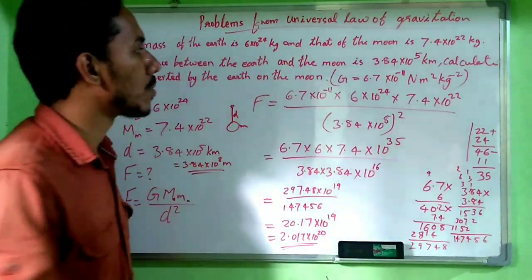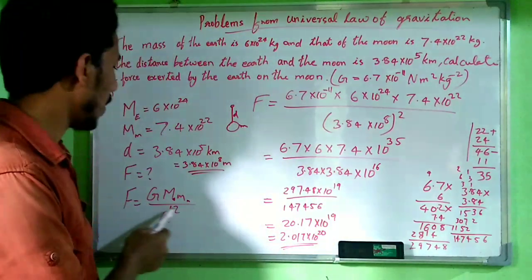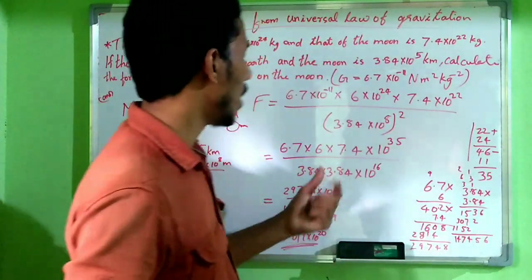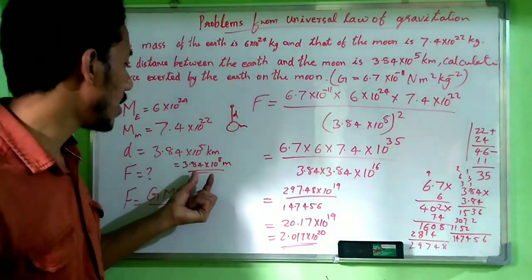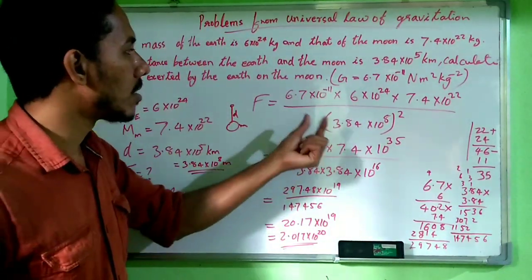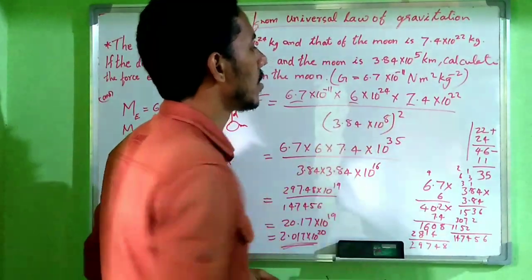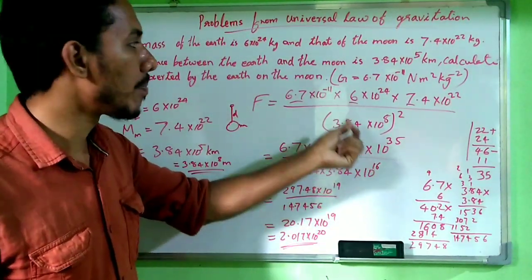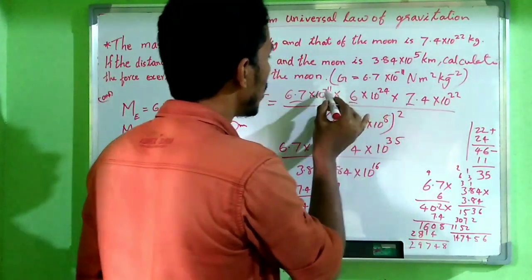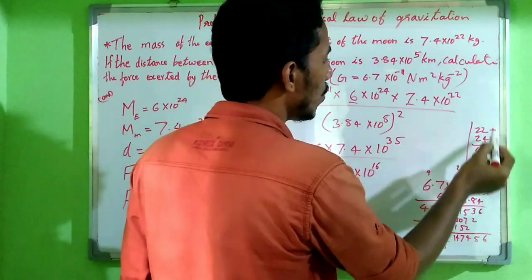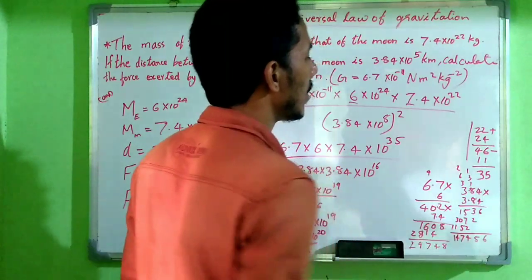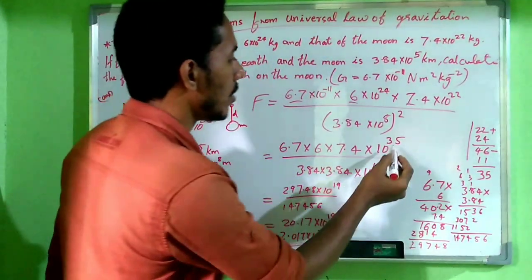G is equal to 6.7 × 10⁻¹¹, and mass of Earth is 6.6 × 10²⁴, and the mass of Moon is 7.4 × 10²², divided by d square, that means 3.84 × 10²⁸, the whole square. We want to simplify this term. Just take these values jointly together, and take the powers of 10 together. Positive, positive, negative. So add 22 and 24, we get 46, minus 11, is 35. So the total power of that term is 10³⁵.